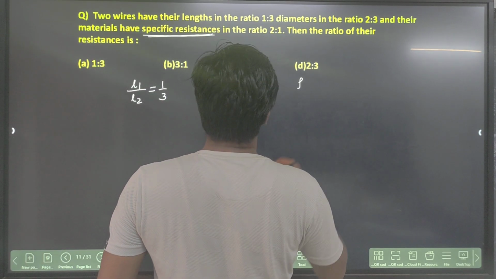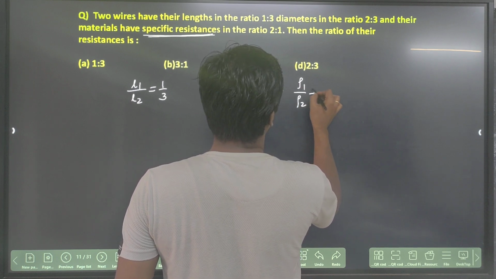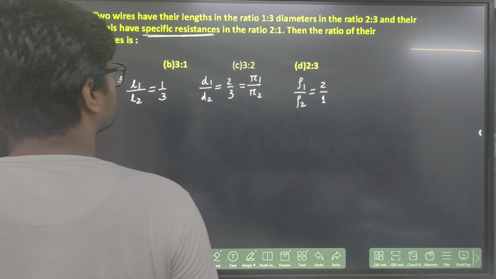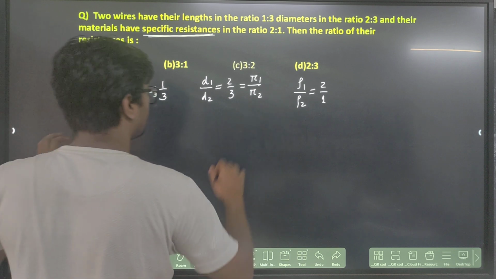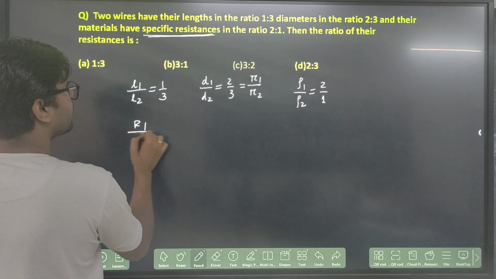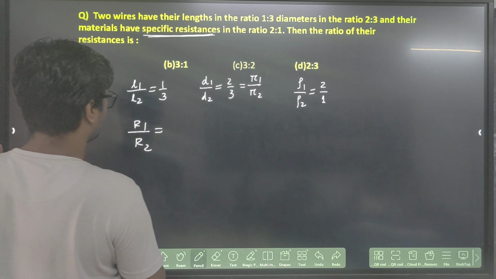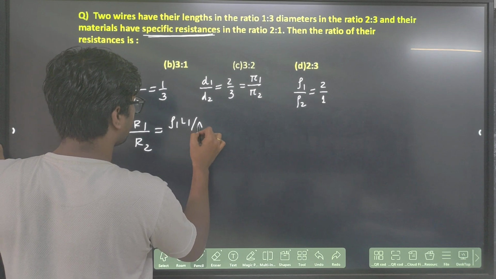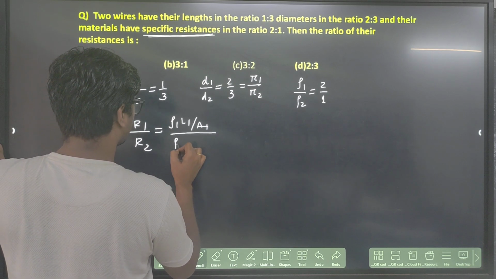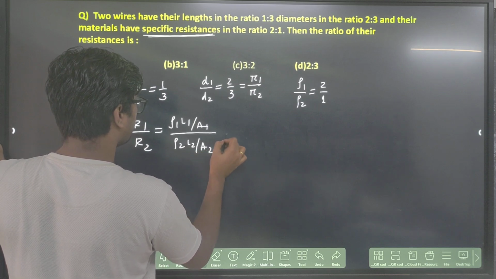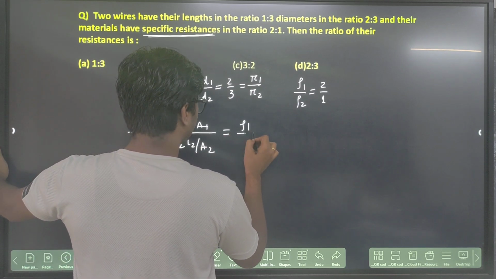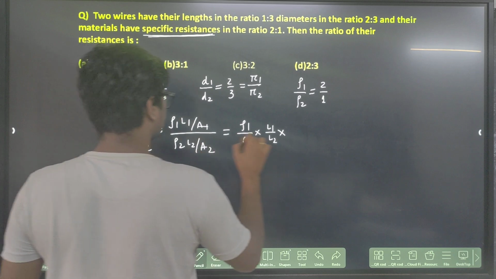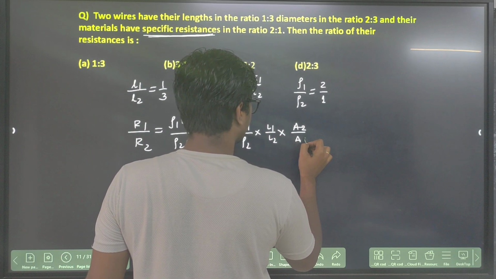Materials have specific resistance in the ratio of 2:1, rho 1 by rho 2 equal to 2 by 1. Then the ratio of their resistance, they are asking, all this data we have. So R1 by R2 they are asking. How will I write R1 by R2? R1 can be written as rho 1 L1 divided by A1, divided by rho 2 L2 divided by A2. So this will be simply rho 1 by rho 2 into L1 by L2 into A2 divided by A1.